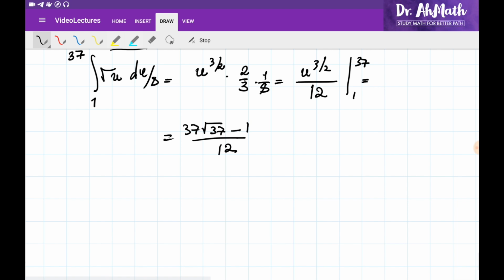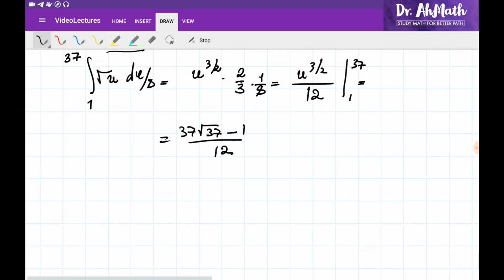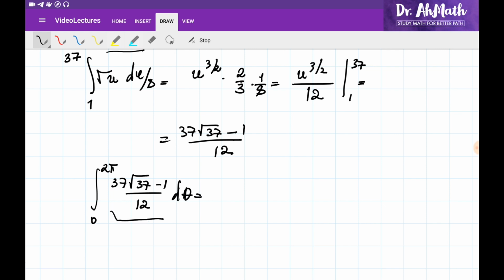So now we need to integrate this. This is the integration of this part in the integration. We need to integrate 37 square root of 37 minus 1, over 12, from 0 to 2 pi with respect to theta. Since this is a constant, its antiderivative would be this constant multiplied by theta. It would be simply 2 pi multiplied by 37 square root of 37 minus 1, over 12.